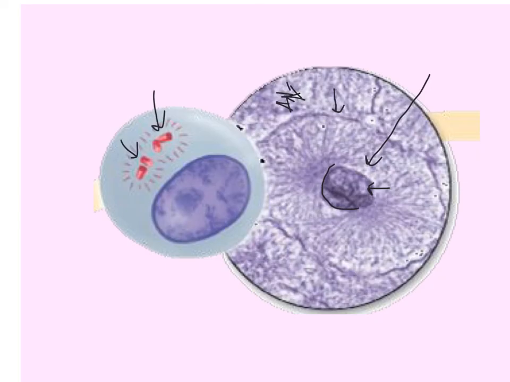So you got to be able to understand what a cell looks like in interphase. You do not see the chromosomes. The nuclear membrane is still intact, and you do not see dark chromosomes within the nucleus.